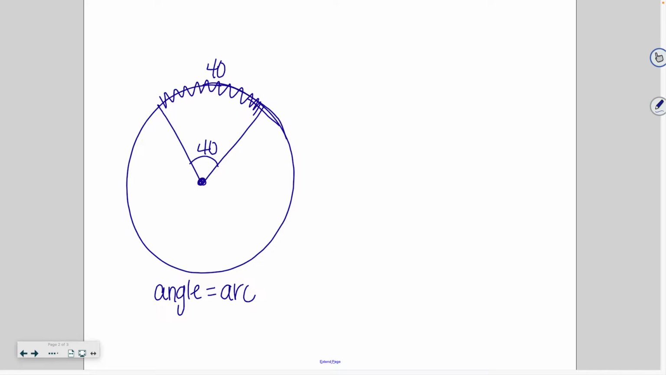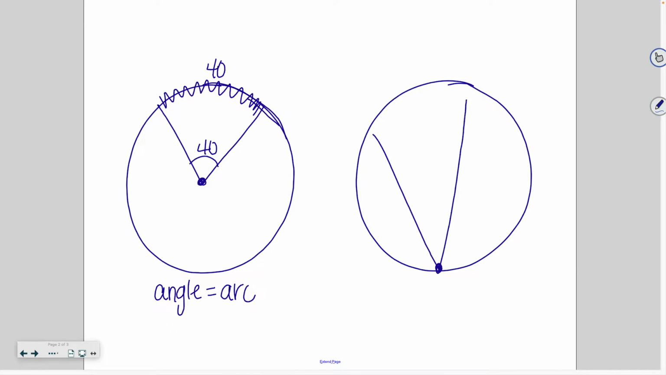Now, that's not how long it is. That's the measure, how many degrees out of 360 it is. And then I drew an inscribed angle, which looks like this. An inscribed angle has its vertex on the circle, and its legs are chords.